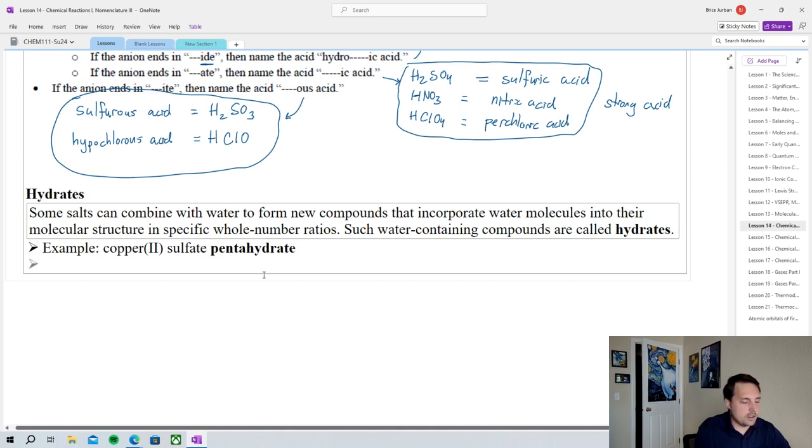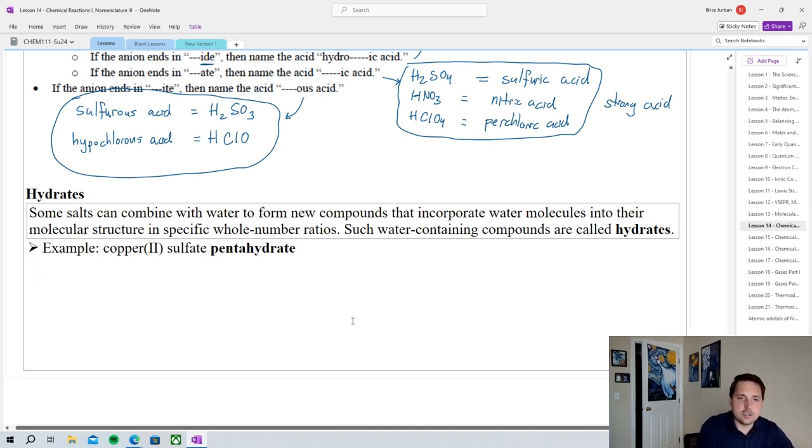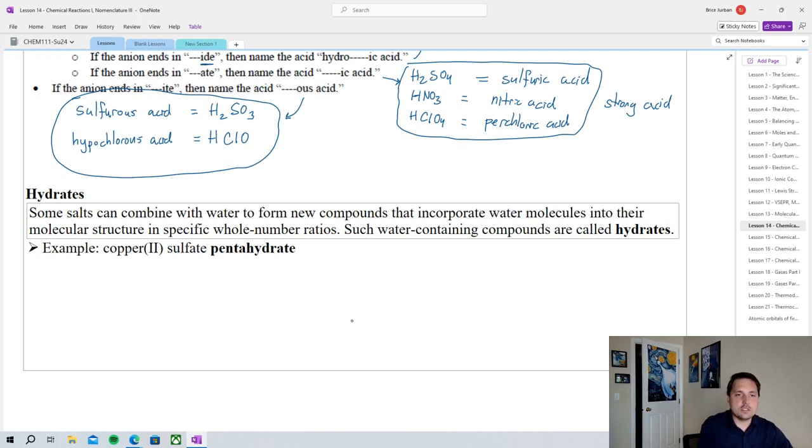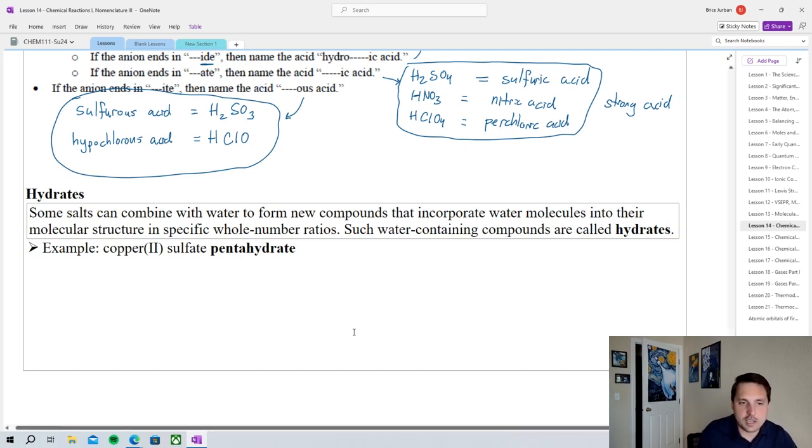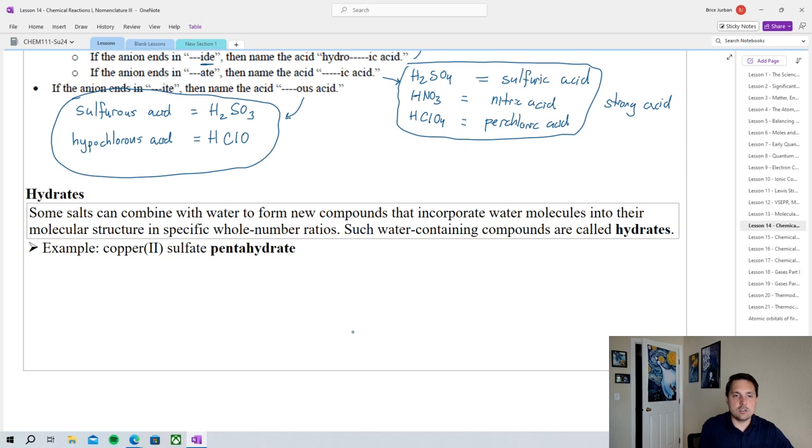And then the last type of naming that we're going to do in this class is for hydrates. And again, we've kind of already seen this in our lab. This is just where we have a salt and it combines with water. And those water molecules are in the crystal lattice in a certain arrangement. And every salt has a different number of waters that it can take in. Some don't contain any, and some contain a lot of them. And it's hard to predict actually how many waters a salt is going to take up. But collectively, we call these hydrates.